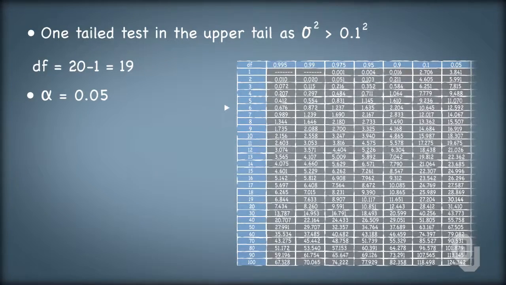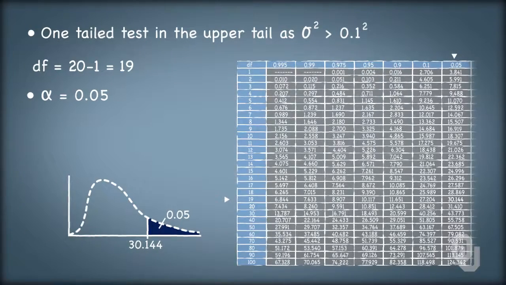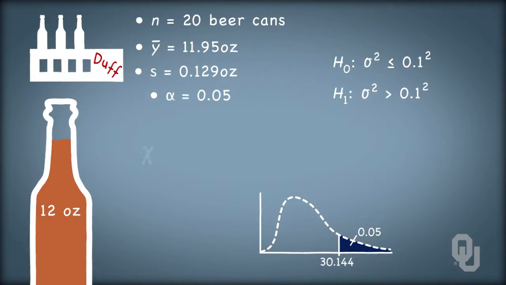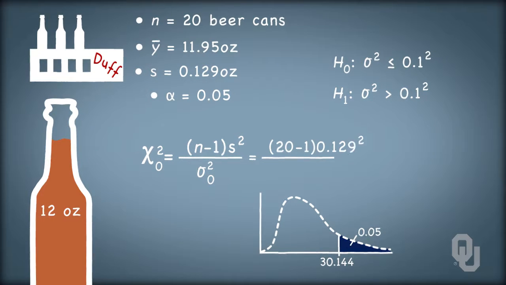If we go down the degrees of freedom row to 19 and over to the column associated with 0.05 in the upper tail, we get a chi-square critical value of 30.1435. The test statistic is (20 minus 1) times 0.129 squared divided by 0.1 squared, which is 31.62. The test statistic lies beyond the critical value, out in the rejection region. We reject the null hypothesis and conclude that the variance is indeed greater than 0.1 squared.